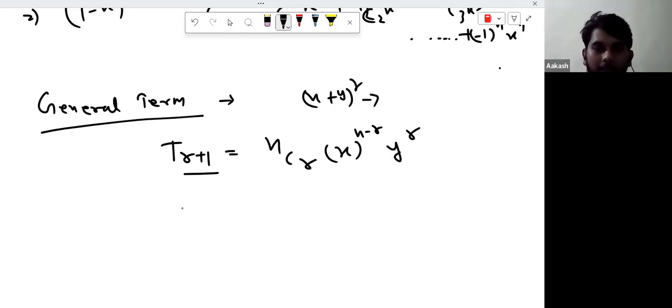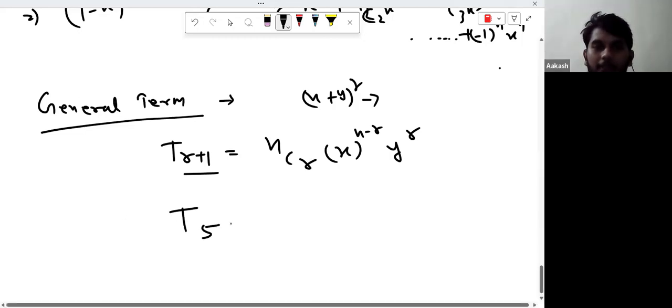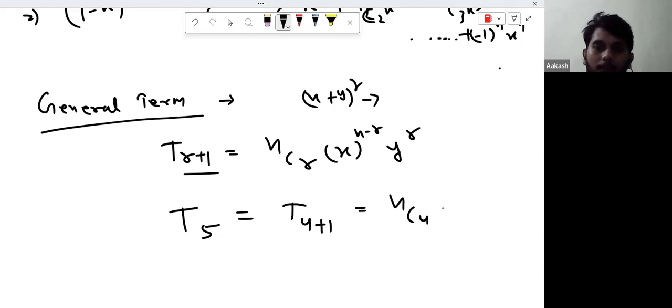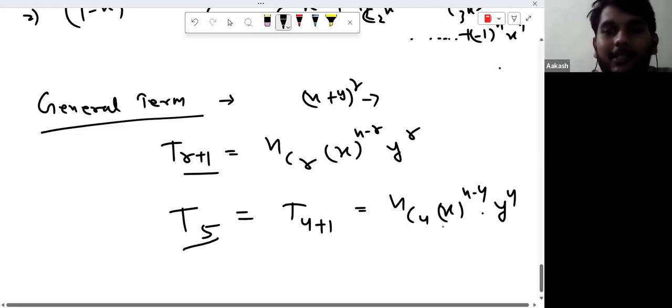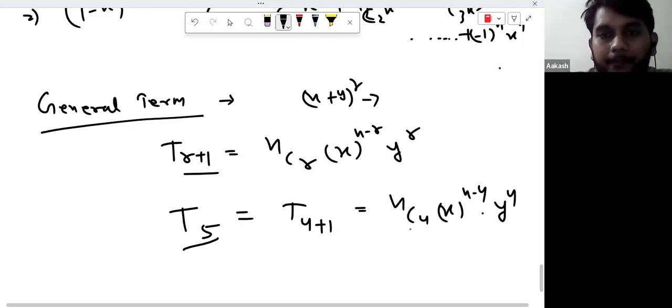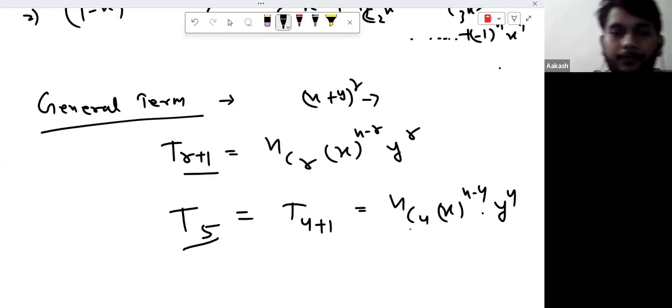Yes, sir. That means if you have to find T5, this is T4 plus 1. So you'll put nC4, x to the power n minus 4, y to the power 4. Okay, if you have to find T5, then write nC4, one less than that. Okay, write it down.